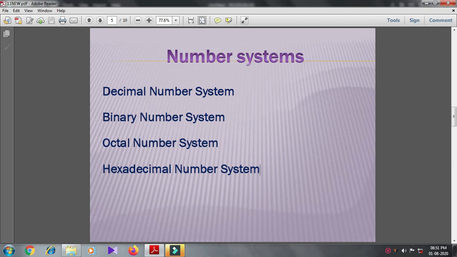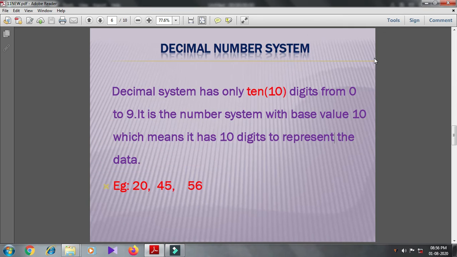In general, we are familiar with the popular number system known as the decimal number system, in which 10 digits, namely 0, 1, 2, 3, 4, 5, 6, 7, 8 and 9 are used to represent any number. In digital representation, the number systems are classified into four fundamental types. First one, decimal number system, then binary number system, octal number system, and last one, hexadecimal number system.